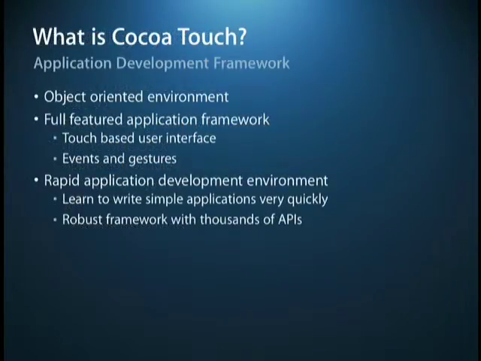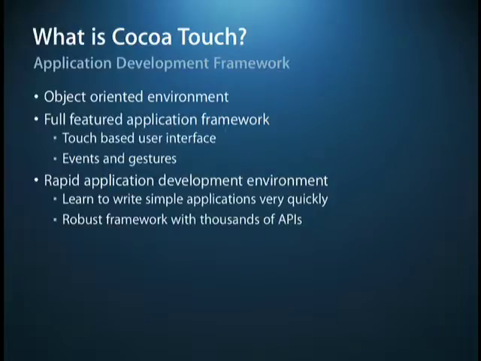So what is Cocoa Touch? Well, strictly speaking, Cocoa Touch refers to the combination of two frameworks, UIKit and Foundation, and together they refer to the full-featured object-oriented frameworks which allow you to quickly develop iPhone applications. Not only does Cocoa Touch allow you to quickly develop elegant touch-based user interfaces, it also provides gesture support and access to robust application behaviors.